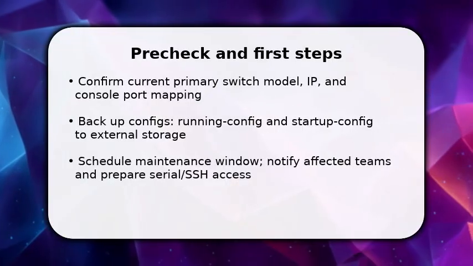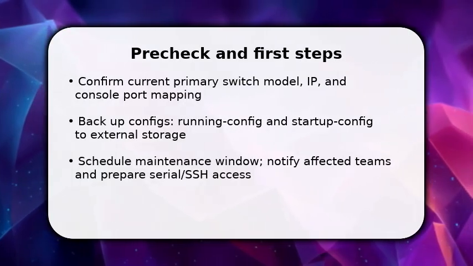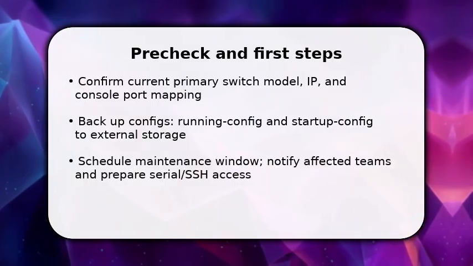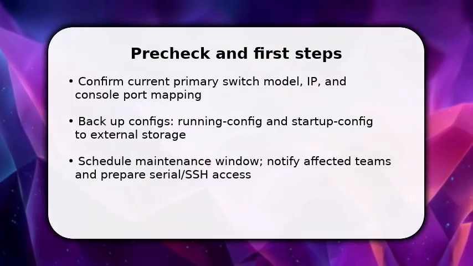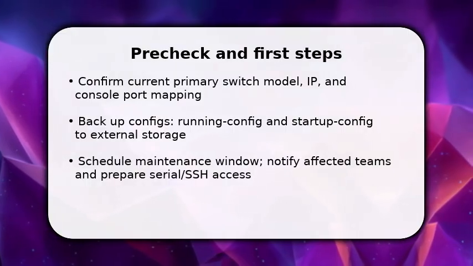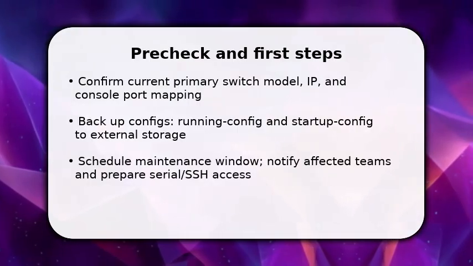You start by verifying the current primary console switch and its management IP. You need that baseline. Once done, backup running and startup configs to external storage so you can revert if necessary. Next, make sure you have both physical serial and SSH access ready, plus credentials with enable/admin rights. Notify users and set a maintenance window.